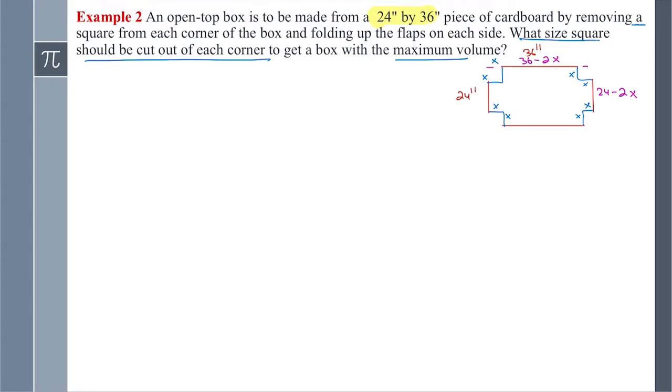So the length of the box is going to be 36 minus 2X. The width of the box is going to be 24 minus 2X. And when we fold this, this is going to be the height. So the height is going to be X inches. Now, the volume, that's what we are looking for. So our objective function here is the volume.